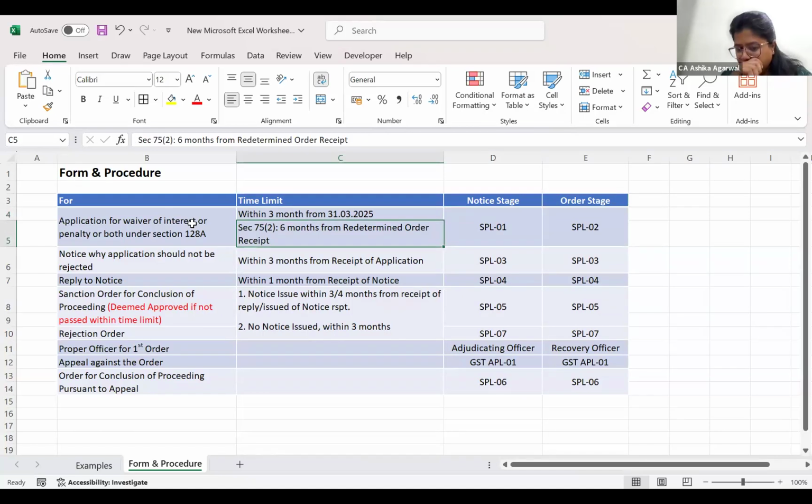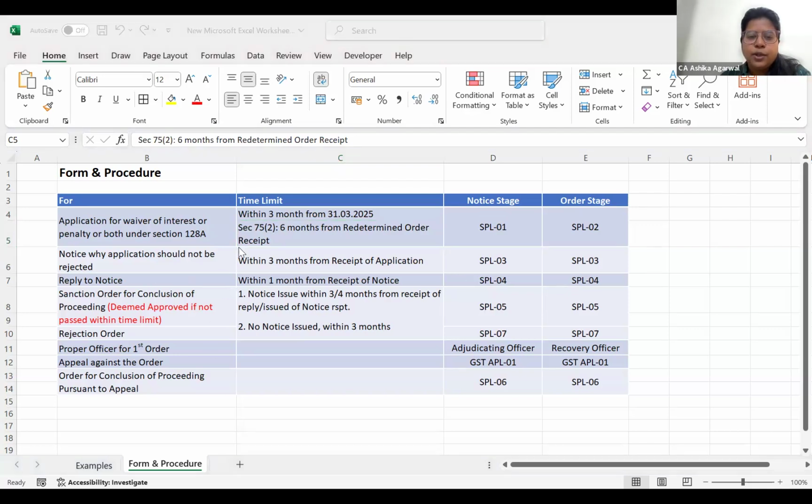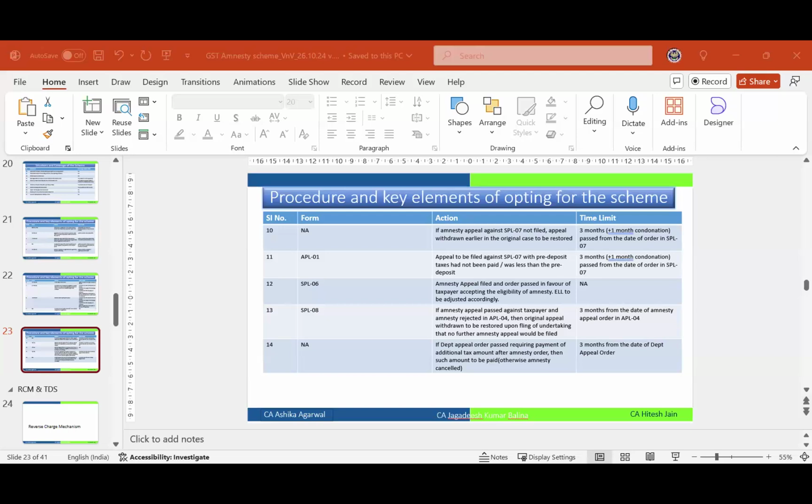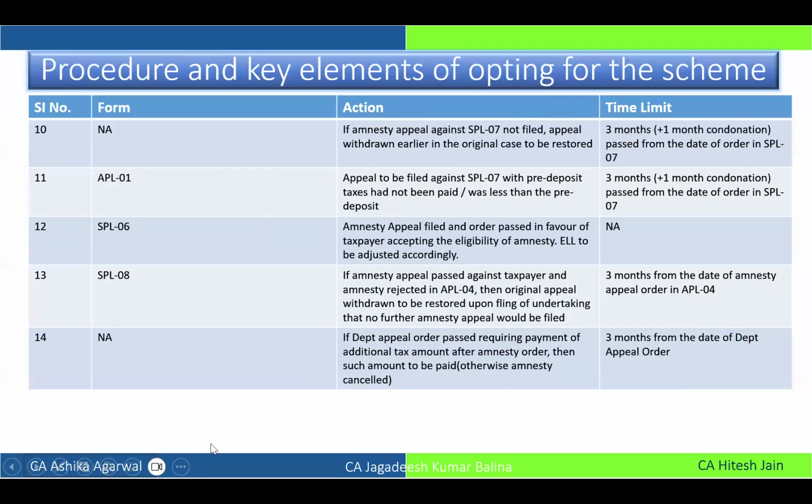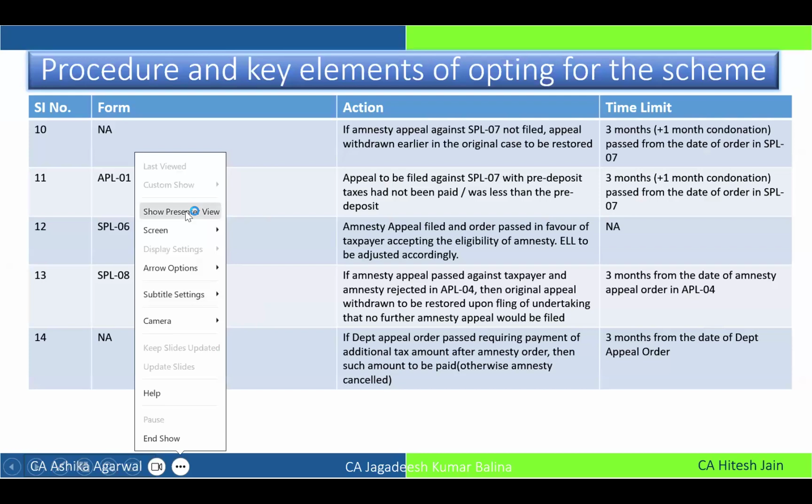Now with this, if you notice, he was discussing one more point. Let me know whenever Jagdish joins so he can take it over. Yeah, hi. Okay, I will continue.